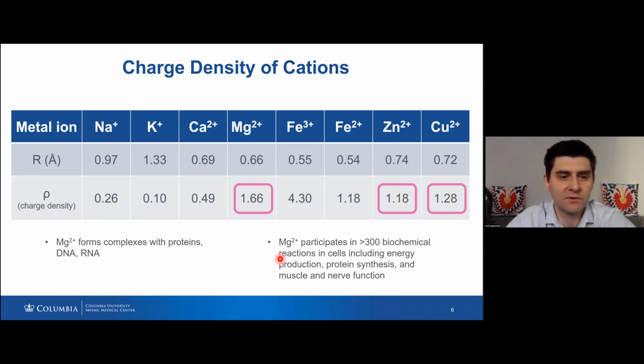And just, for example, for magnesium. So magnesium forms complexes with proteins, DNA, RNA, and for example, if you want to run PCR, it will not work if you don't supply magnesium. Or all the ribosomes, they have a lot of magnesium bound to the complex. And again, magnesium participates in hundreds of biochemical reactions in the cell, including energy production, protein synthesis, and so on.